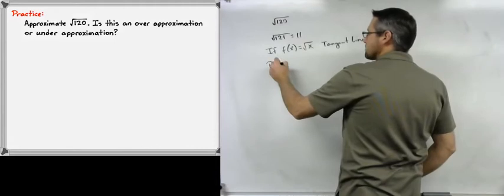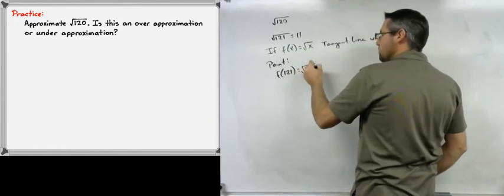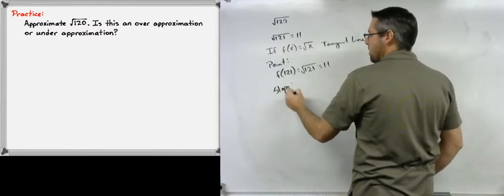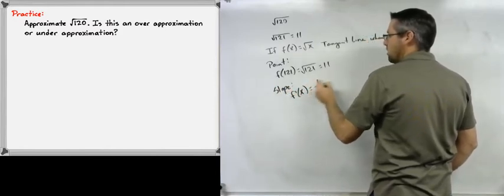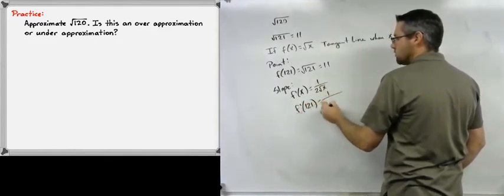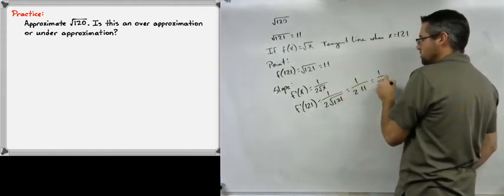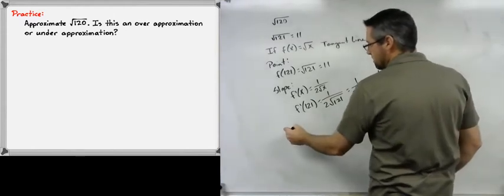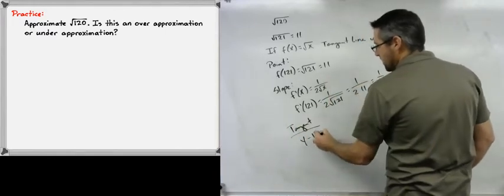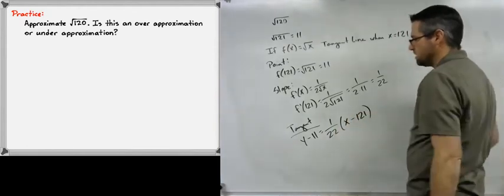The point is going to be f of 121, which is the square root of 121, which is 11. The slope is going to be, we've got to find f prime. F prime of x is equal to 1 over 2 rad x. And so f prime of 121 is equal to 1 over 2 rad 121, which is 1 over 2 times 11, which is 1 over 22. And then our tangent line is going to be y minus 11 equals 1 over 22 times x minus 121. So that's my tangent line.